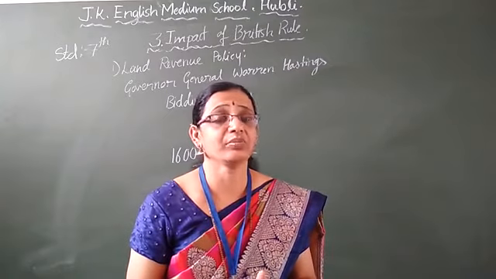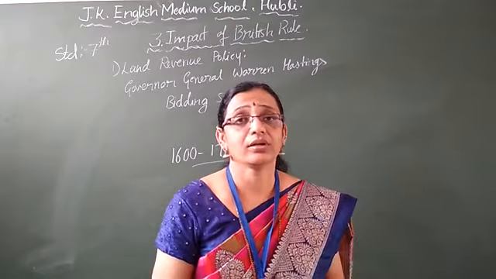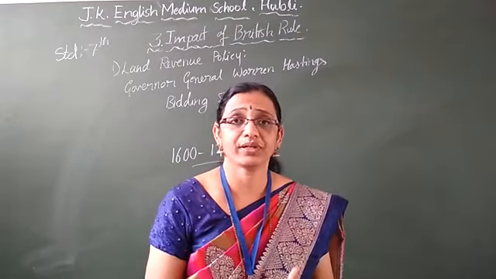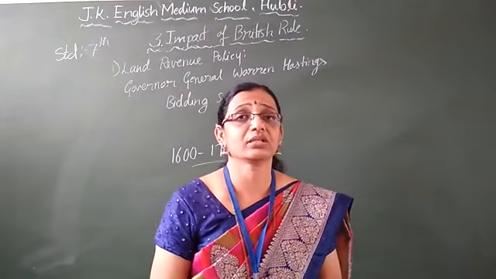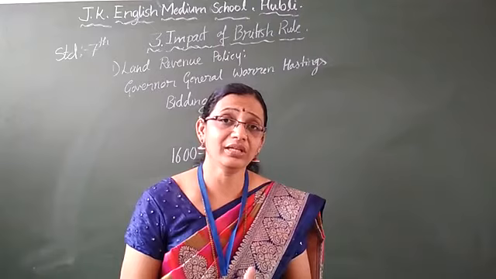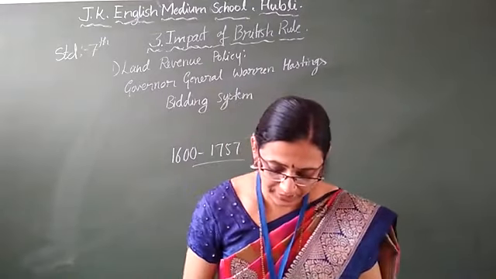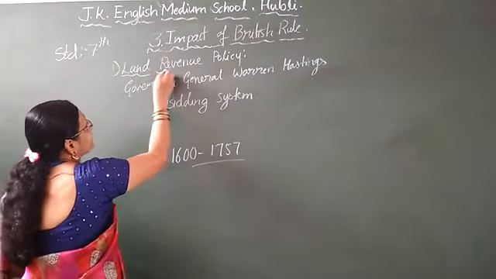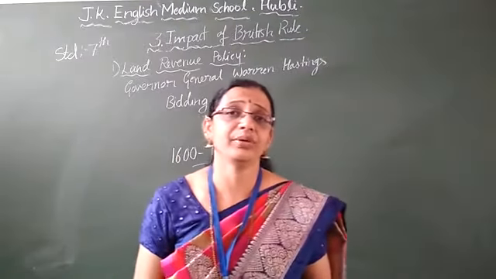After that, they started making rules and legislations, like the doctrine of lapse and the subsidiary alliance. We learned what purpose they made them for. In this lesson, we are learning what the effects of those were. See children, the first one is the land revenue system of the British.